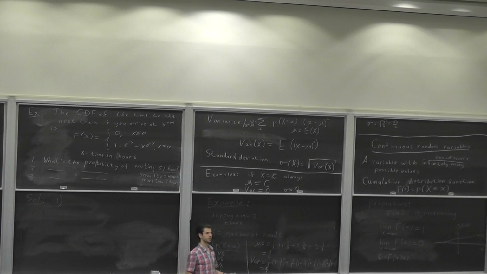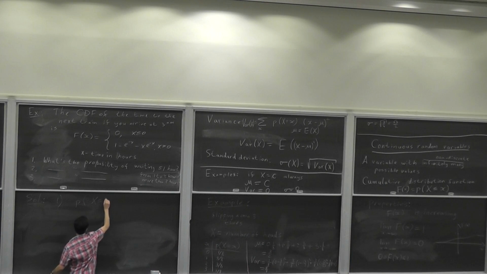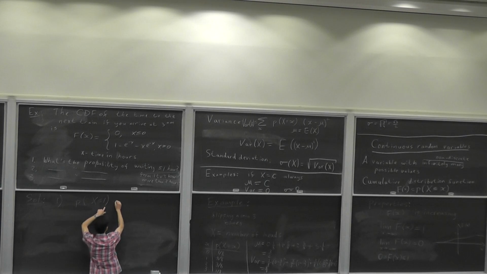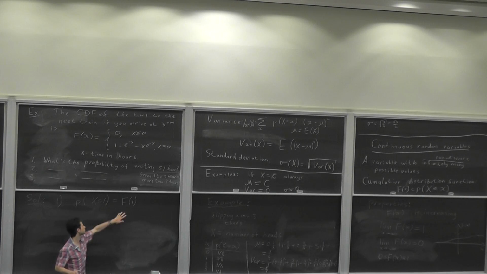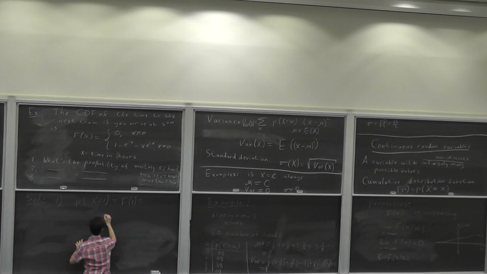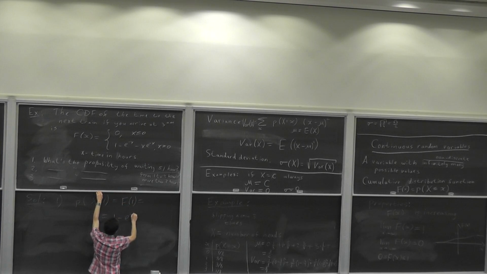First question is basically, it's on the notes what this function is about. It's exactly what it is about. It's the probability that my random variable is at most 1. So the probability that I wait at most 1 hour is just the value of my function at the point 1. And all I have to do is plug in the point 1. So 1 is positive, I plug it into the second formula.